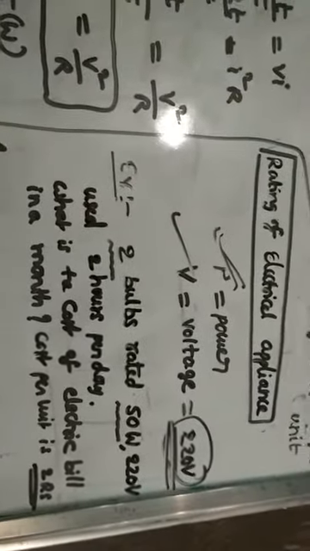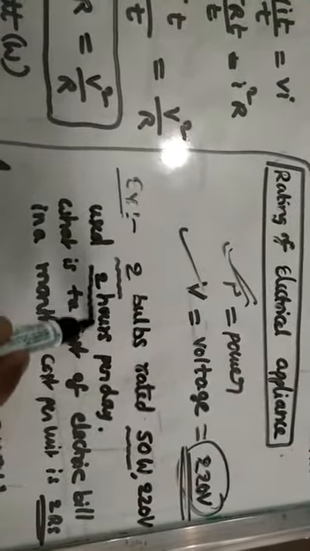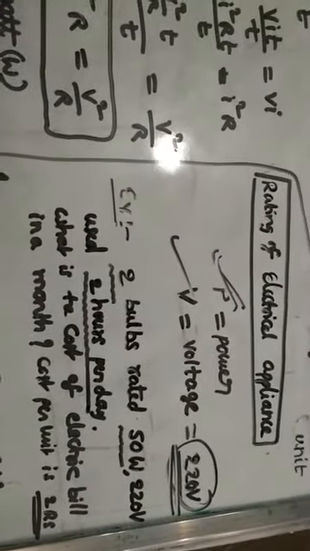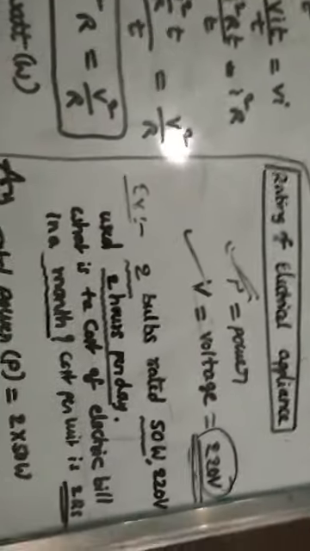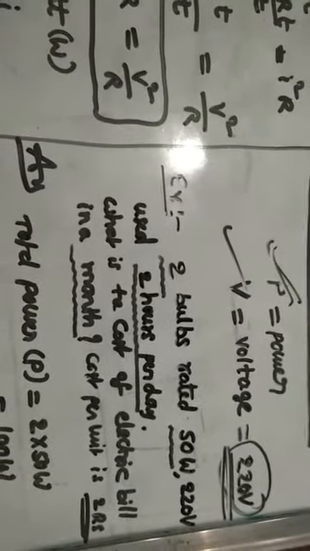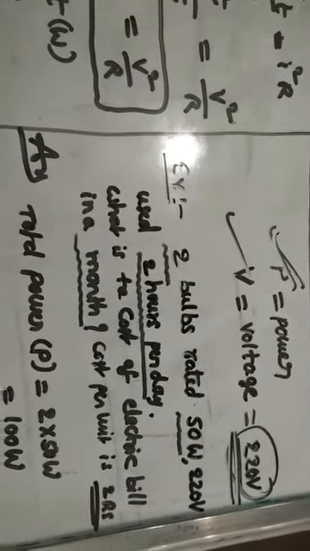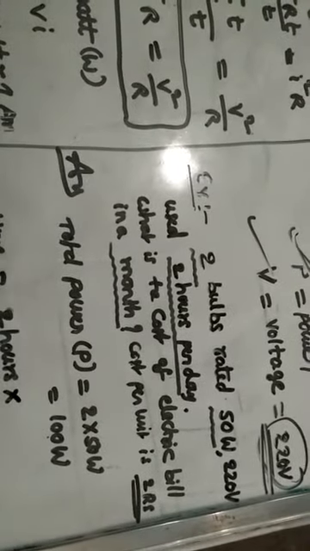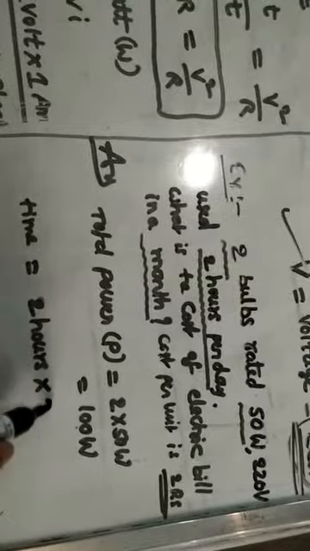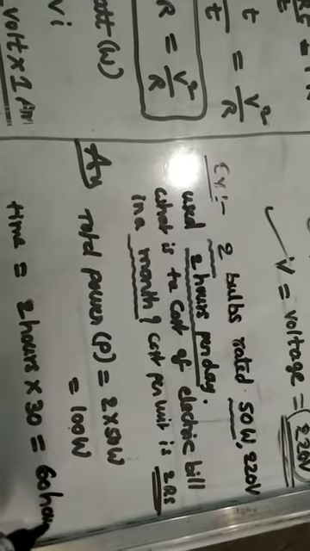Voltage, okay, leave it. So time, 2 hours per day. I told you, and in a month means surely you have to take 30 days only. So mention clearly 30 days. Time is 2 hours per day, but I don't want per day. But for 1 month I have to mention, 1 month means 30 days, so this is equal to 60 hours. It is 60 hours.